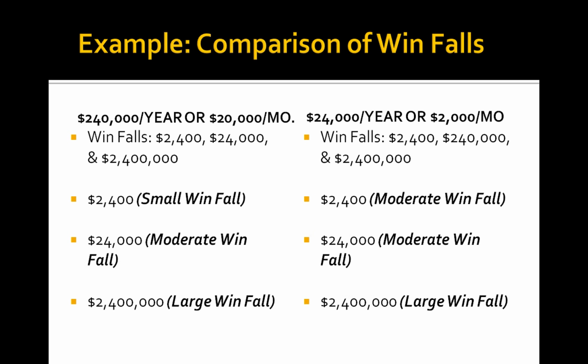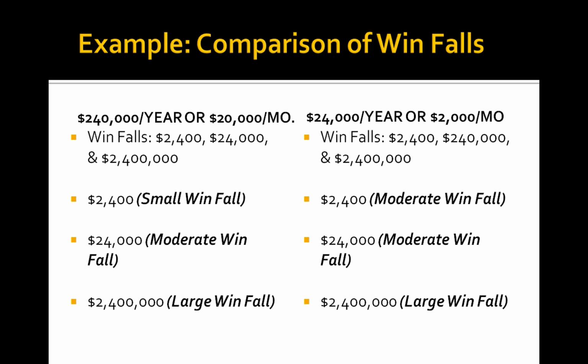So on the left and the right, you're going to see that both of the windfalls are exactly the same, but their impacts are going to be different because of the amount of income that each one makes. So the first windfall is $2,400. For the one on the left, that's going to be considered a small windfall. Now for the next one, we have $24,000. For $24,000, that is going to be considered a moderate windfall.